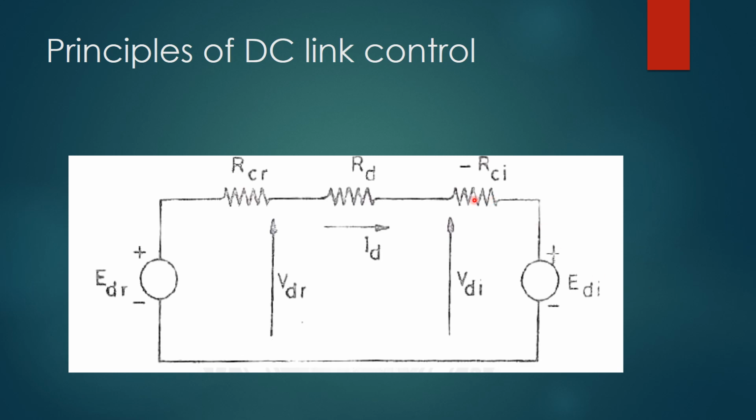So this DC link can be controlled either by controlling the rectifier station or by controlling the inverting station. So at any instant, one station will be acting as rectifier and another will be acting as inverter station.